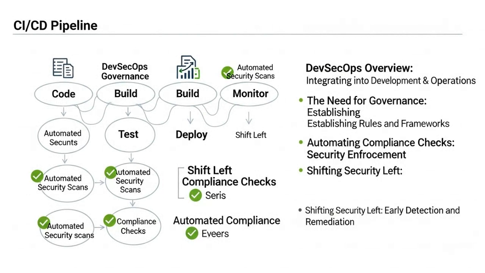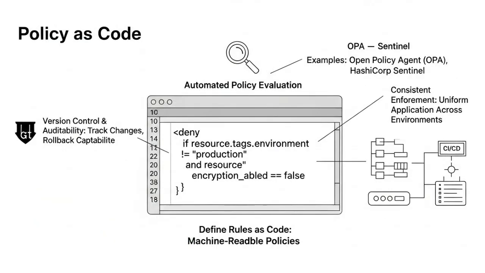Tools like Open Policy Agent, or OPA, and HashiCorp Sentinel provide frameworks for writing, distributing, and enforcing policies across diverse systems. By treating policy as code, organizations can move from reactive compliance checks to proactive governance, where security and compliance are inherently baked into the development process from its very inception, fostering a security by design paradigm.